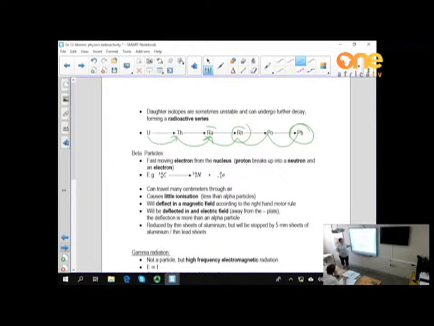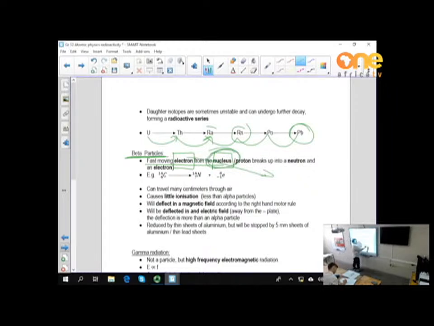The next form of radioactive emission is the so-called beta particles. Now, a beta particle is a fast-moving electron from the nucleus. Now, remember I said to you just a few moments ago, radiation is energy that comes from the nucleus of an atom. Now, the structure of the atom, we have protons and neutrons in the nucleus, electrons around the nucleus. So where does this electron come from? Now, this electron over here, it comes out of the nucleus.